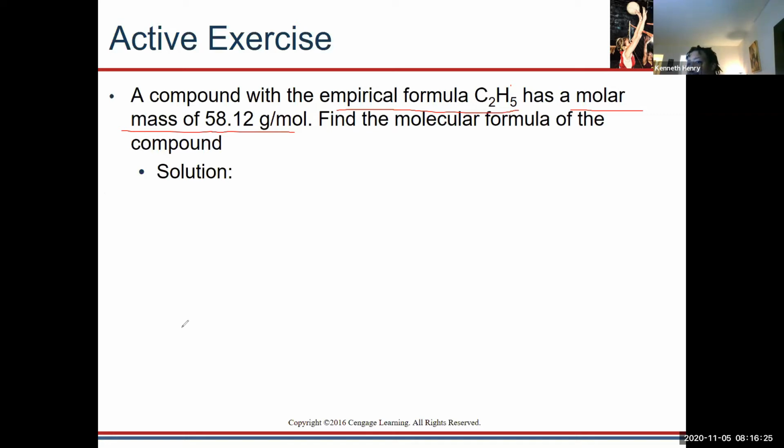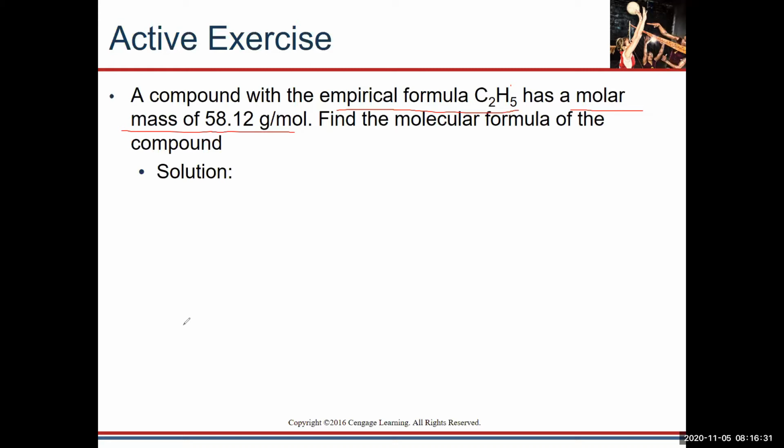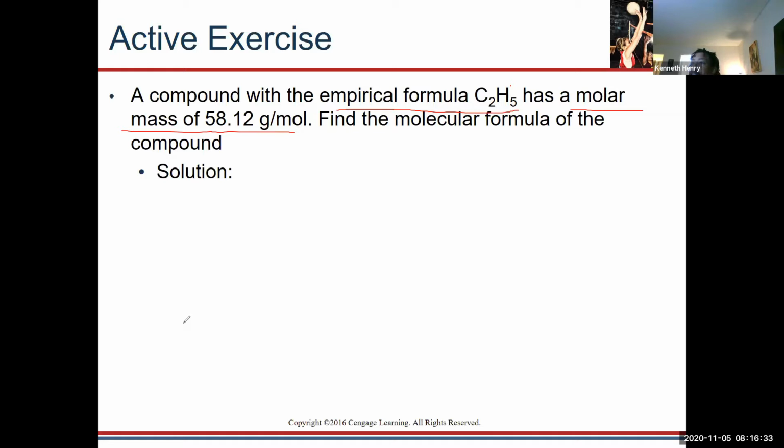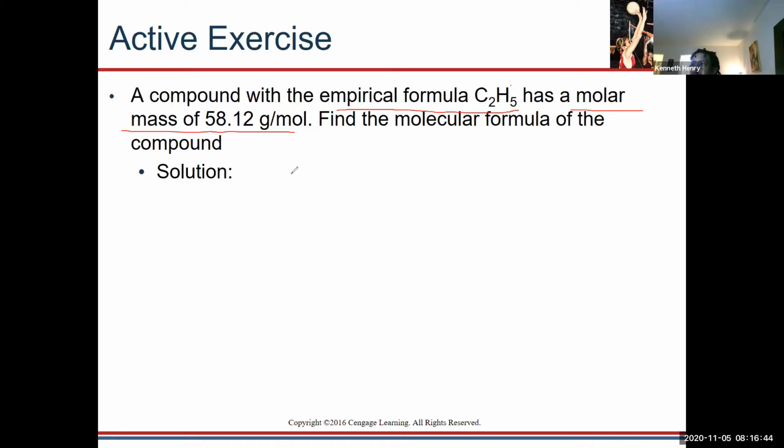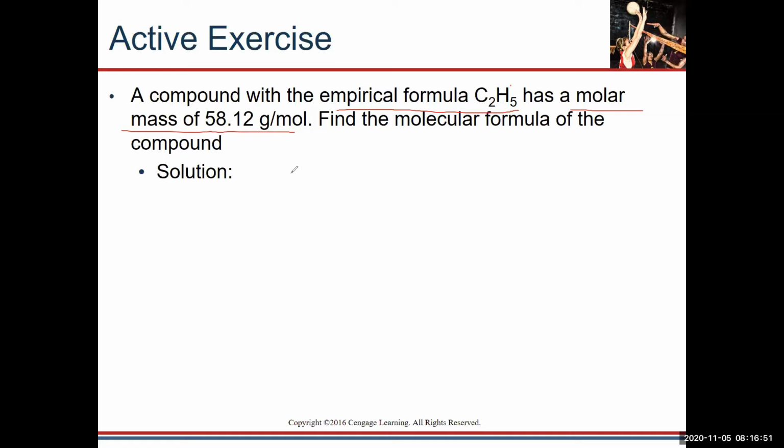Aubrey. Yes. How would I calculate the molar mass of the empirical formula? So you would take the atomic mass for carbon and hydrogen. Okay. So what is the atomic mass of carbon and hydrogen? For hydrogen, it's 1. And then for carbon, it's 12.